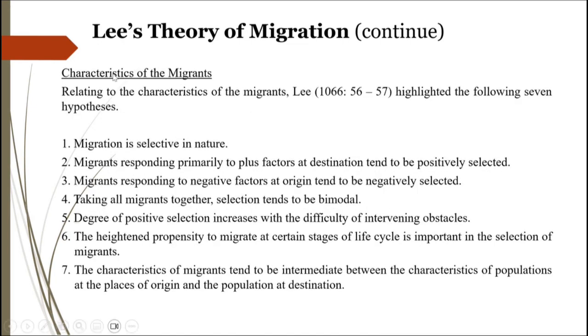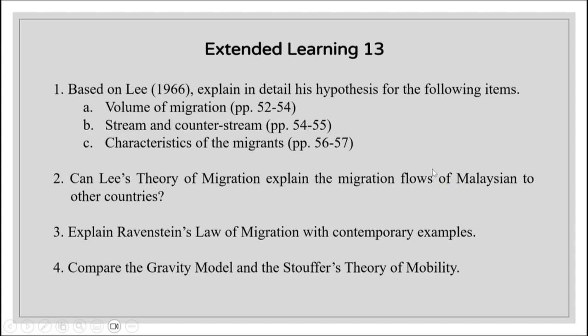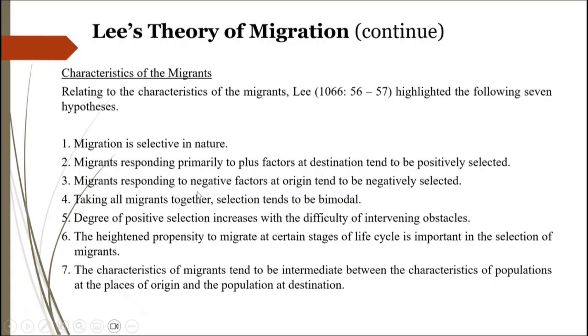Then the theory also covers the characteristics of migrants. I mean, he tried to generalize what the characteristics of the migrant are. For example, migration is selective in nature. Not everybody wants to migrate. Migrants responding primarily to plus factors at the destination tend to be positively selected. Migrants responding to negative factors at the origin tend to be negatively selected.